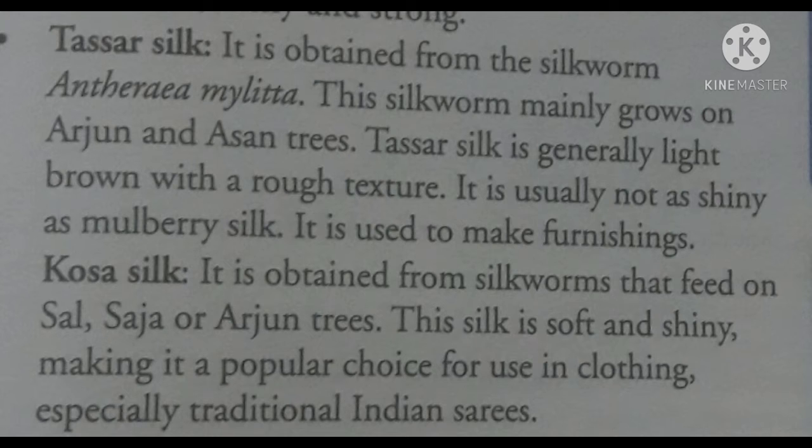And the next silk is kosa silk. It is obtained from silkworms that feed on sal, saja or arjun trees. This silk is soft and shiny, making it a popular choice for use in clothing, especially traditional Indian saris.